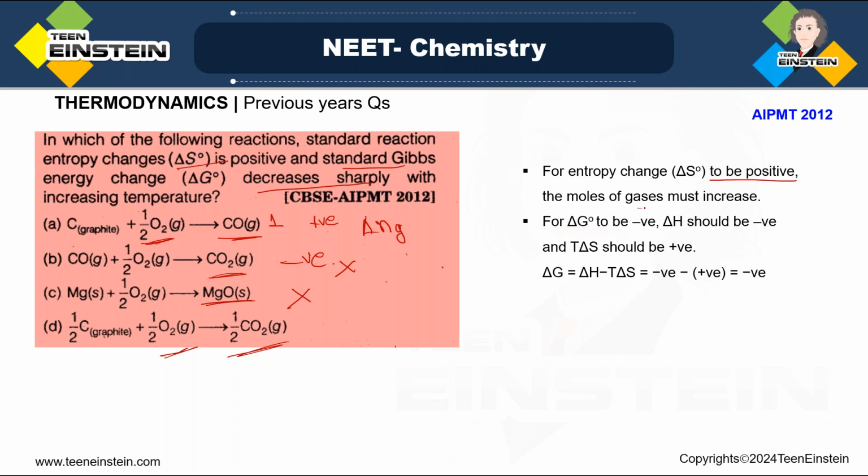So for the entropy change to be positive, the moles of gases must increase, and for the Gibbs energy to decrease sharply with increasing temperature, del H should be negative and T del S should be positive. Then only it can decrease sharply with increasing temperature. Now how do we know del H is negative? See here, the first reaction is basically a combustion reaction, and for combustion reactions del H is negative. Now you can say this is also a combustion reaction. Then why are we not choosing it? We are not choosing it because here del S is not positive, which is another condition. So keeping both points in mind, we will choose this option as the correct option.